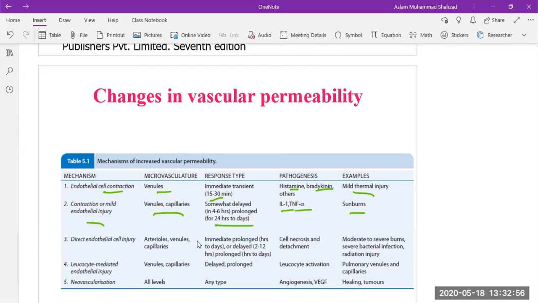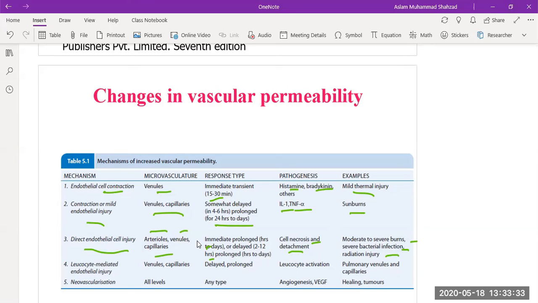Then if, for example, somebody has severe burns, bacterial infection, or injuries caused by radiation, cell necrosis with detachment will be the pathogenesis, occurring in arterioles, venules, and capillaries because this is a more severe form, having a direct endothelial injury because of the infection or radiation injury. And it could be days to hours, so we cannot say how many days it will take to recover; it depends upon the exposure that a patient has.